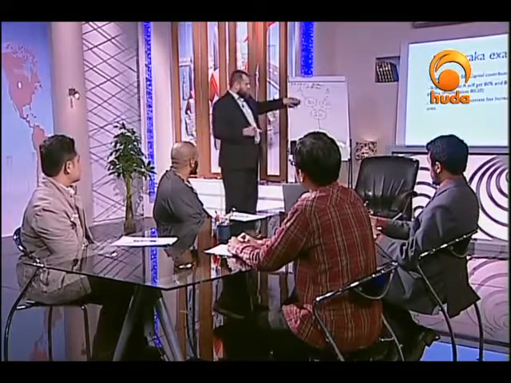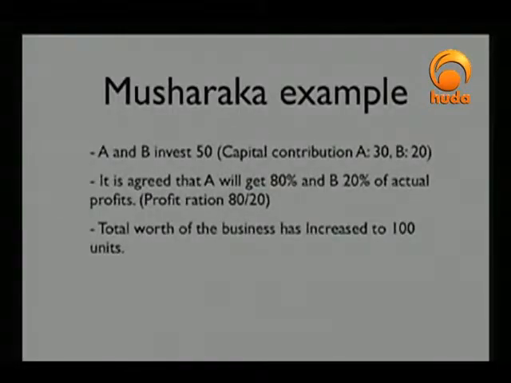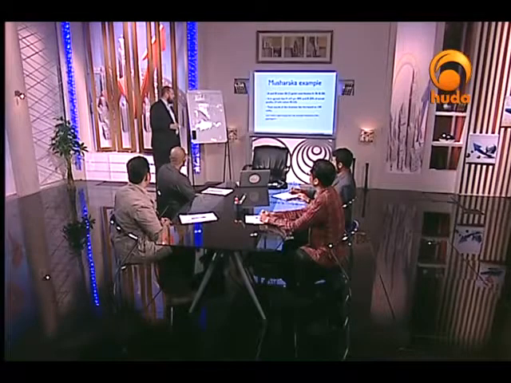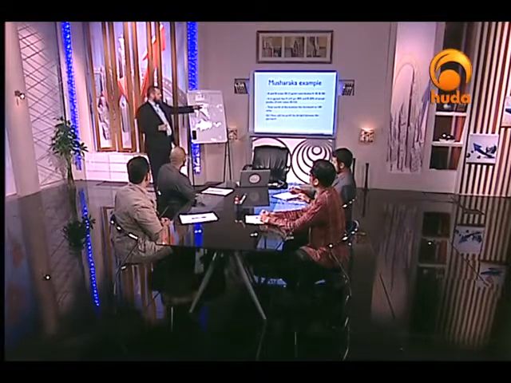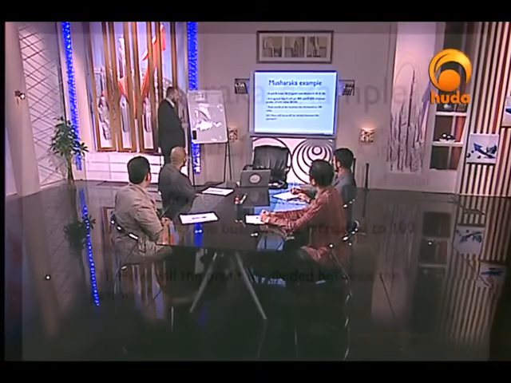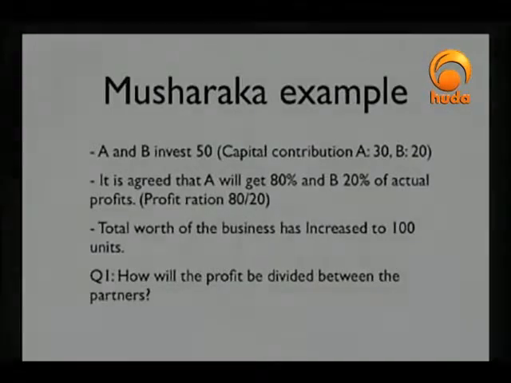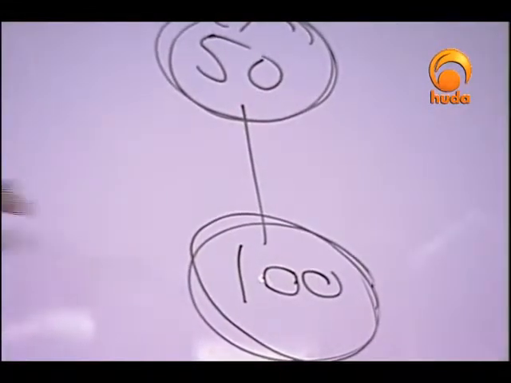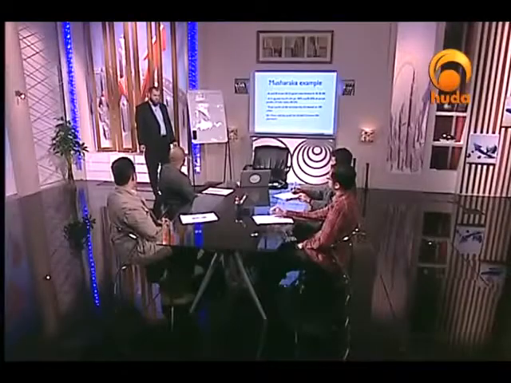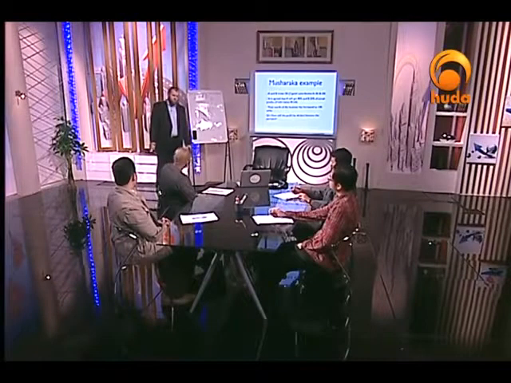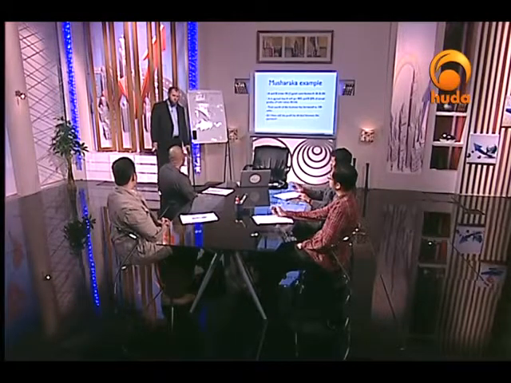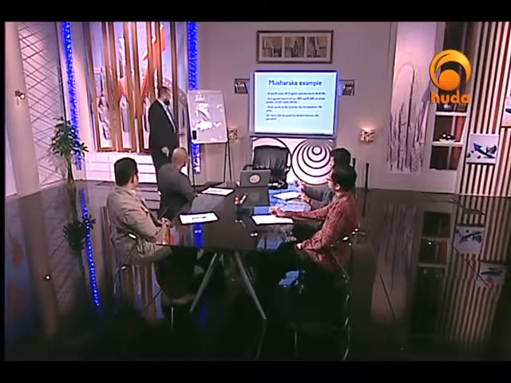Okay, so now we invested this. This was originally this, and now it is this. Let's see how the profit will be divided between the partners. They started with 50, and now it's total 100, so the profit was 50. So how will the profit be divided? The profit is 80 for A and 20 for B.